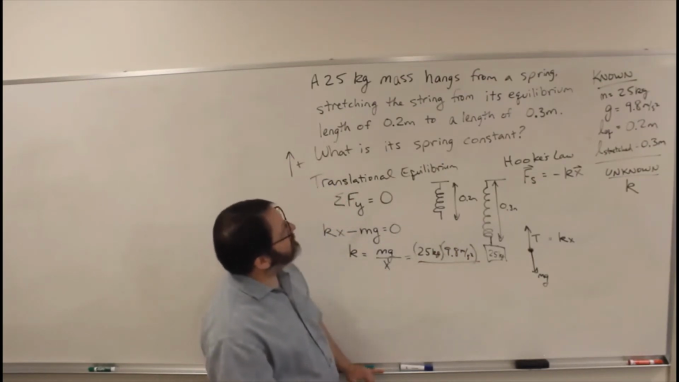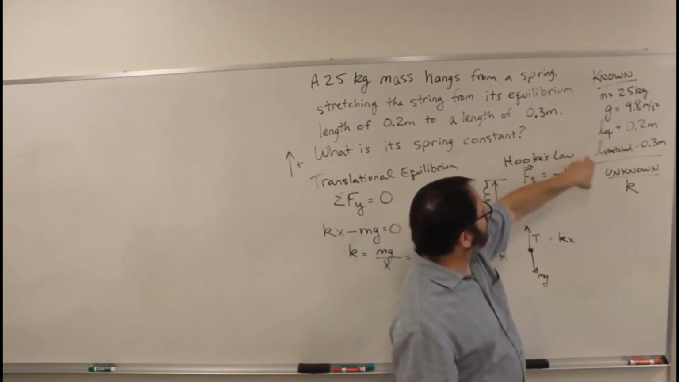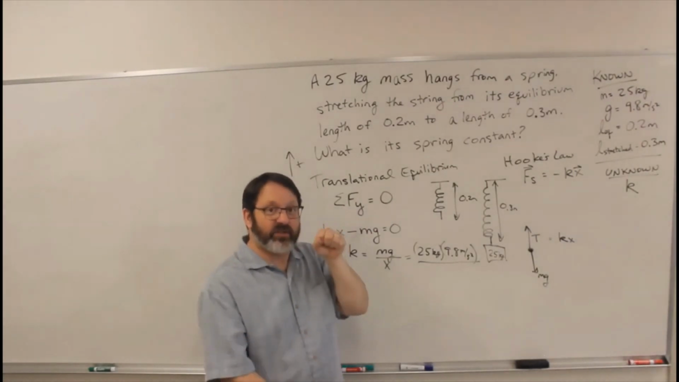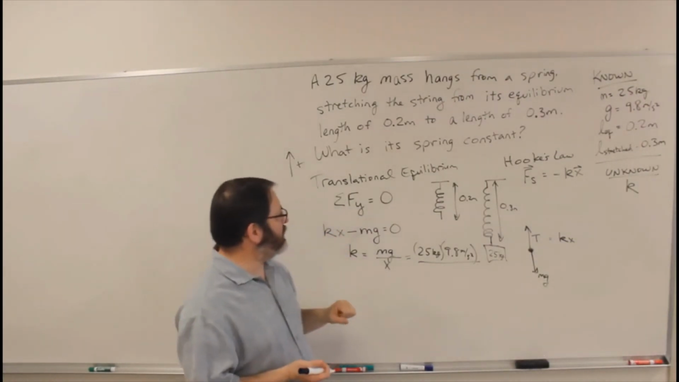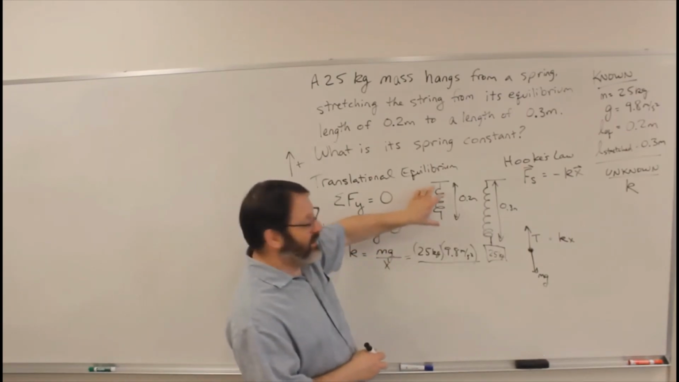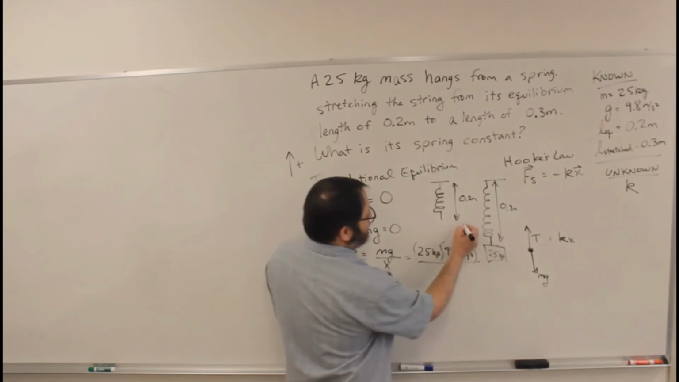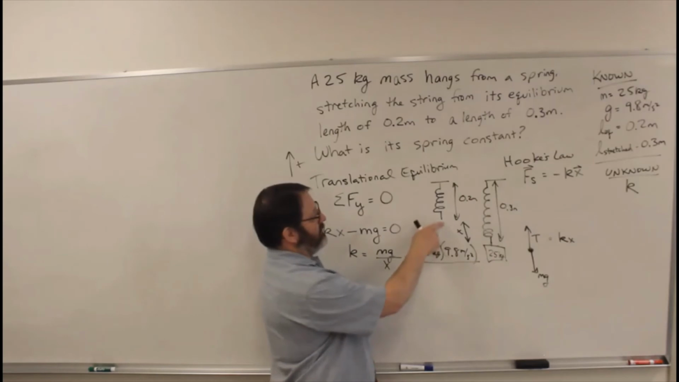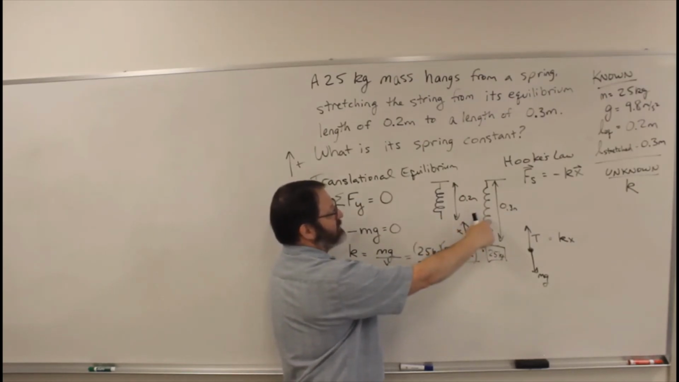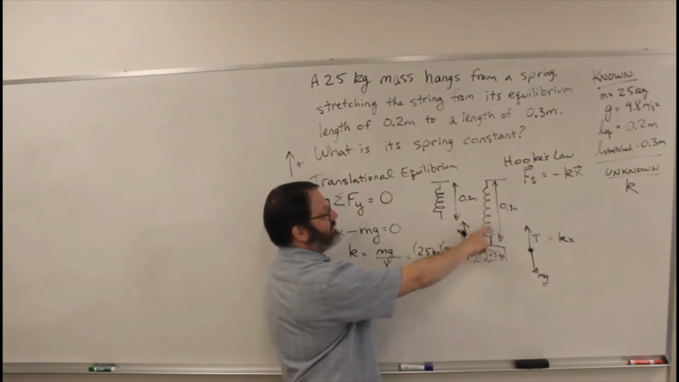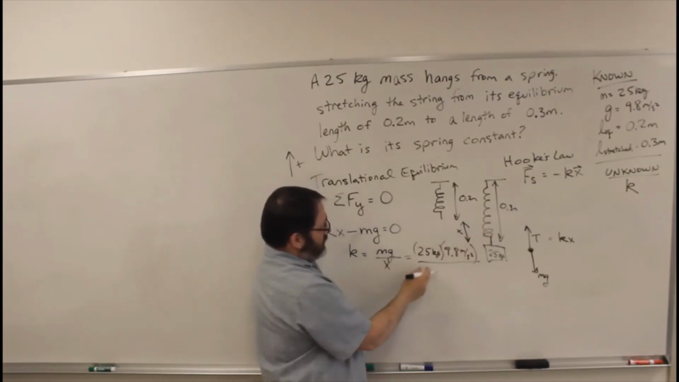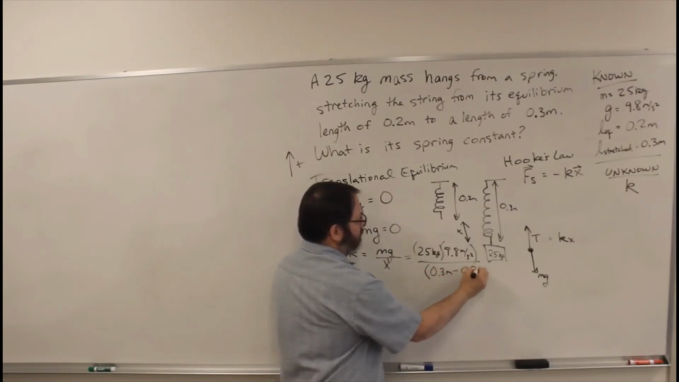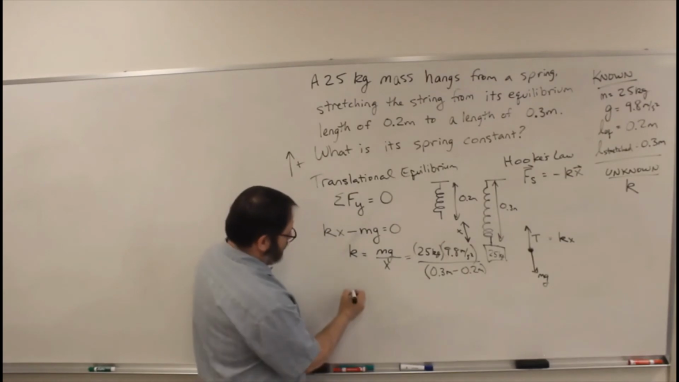What is x? I have a 0.2 meters, I have a 0.3 meters. Now remember, x is the distance that it is stretched or compressed from the equilibrium position. So it's not 0.2, it's not 0.3. It's the difference between those two. That's what the x is. So with nothing hanging on it, it was here. You put something on it, stretched to there. It's that length that it's stretched. So this is 0.3 meters minus 0.2 meters. Now we can solve.